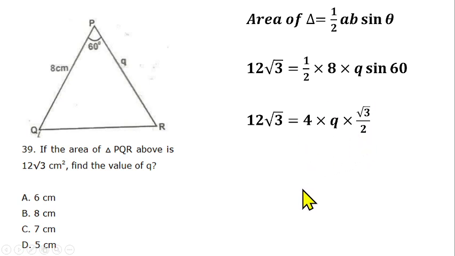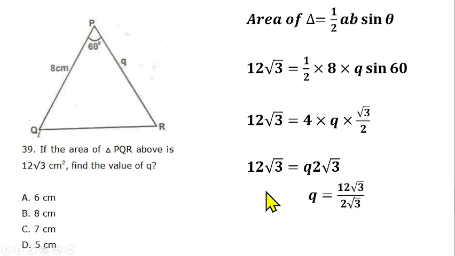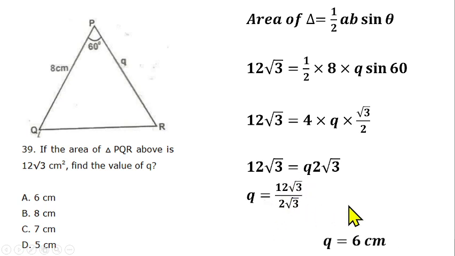2 can also go in 4, here you have 2. So that means you have 2 root 3 cubed equals 2 cubed root 3. But cube root 3 is the same thing as 2 cubed root 3. From there, you can divide both sides by 2 root 3. You have q equal to 12 root 3 over 2 root 3. Then from there, root 3 can take care of root 3, 2 can go in 12, that gives us a 6. So q will be 6 centimeters, and option A is the correct option.